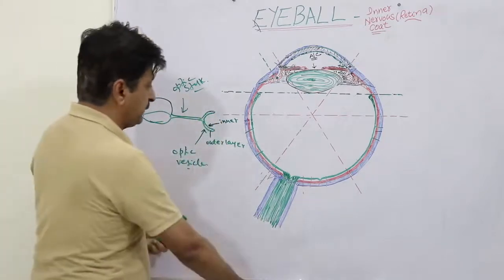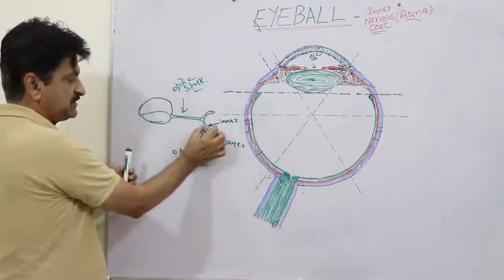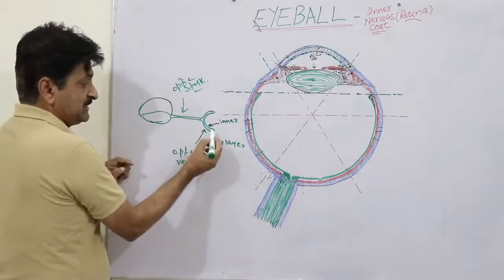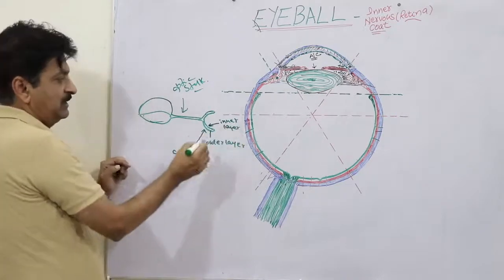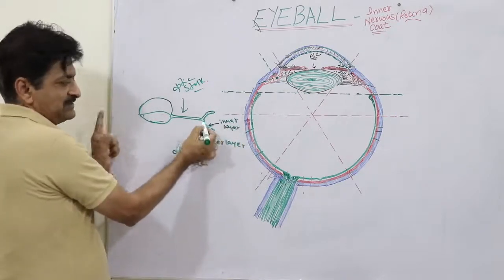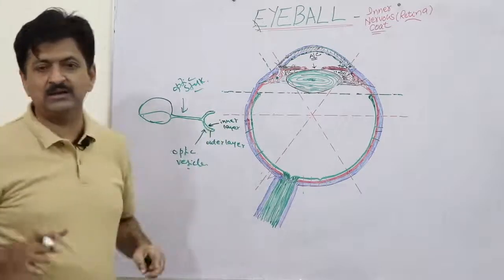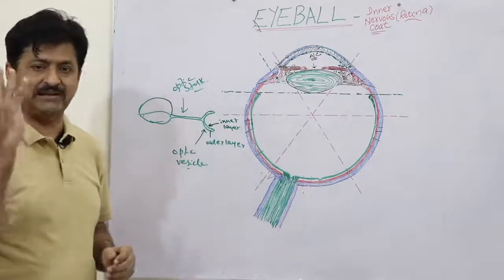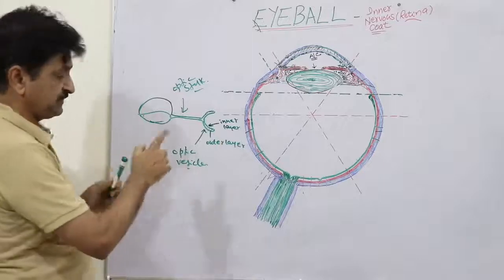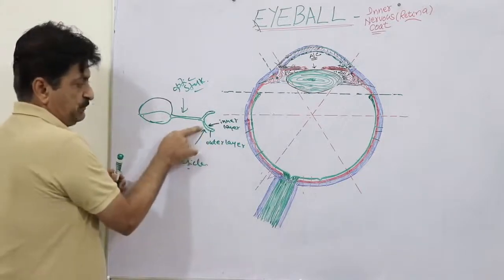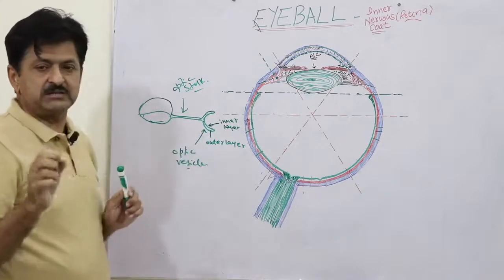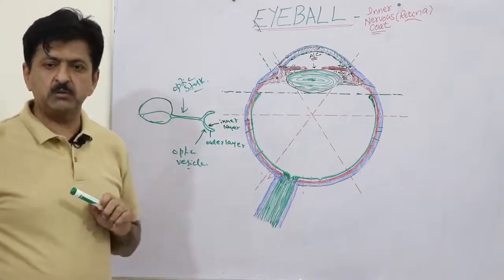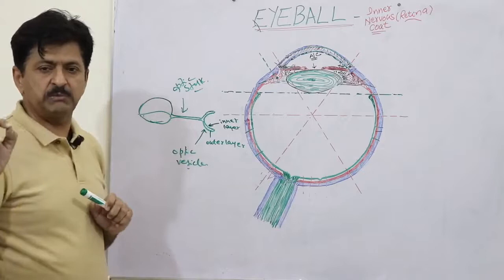Now, this inner layer which I am showing you here is there, and this outer layer is there. The outer layer and inner layer together will constitute 10 layers, in such a way that this outer layer forms layer number 1, that is called the retinal pigment epithelium.